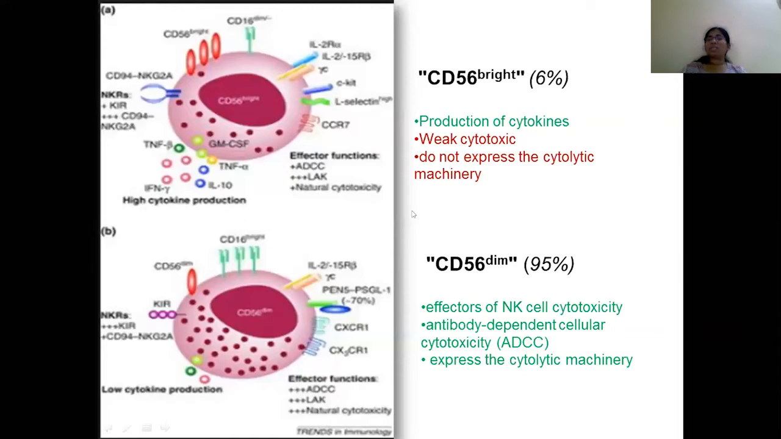So what is the classic cytolytic machinery? Basically the granules, which contain two main enzymes, granzyme and perforin. So how does this CD56 dim cell kill? One way is just by simple degranulation.